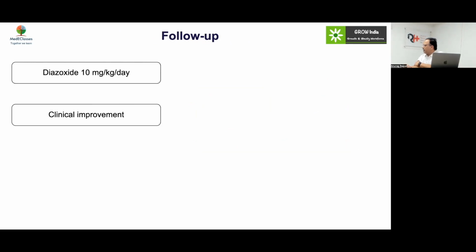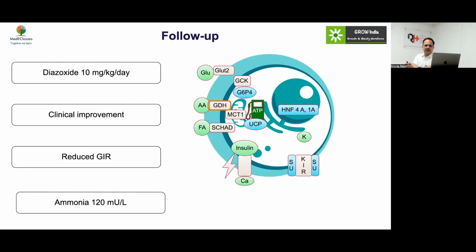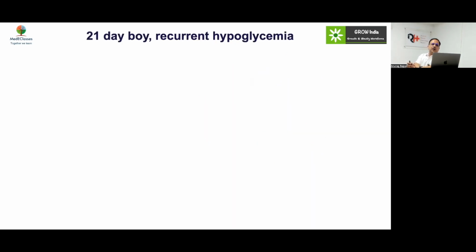On follow-up 10, clinical improvement, GIR came down, ammonia was 120. So this is a GDH hyperinsulinism-hyperammonemia syndrome. What treatment will you give for the ammonia? So this is basically normal. It is not going to cause any harm as far as the CNS is concerned.